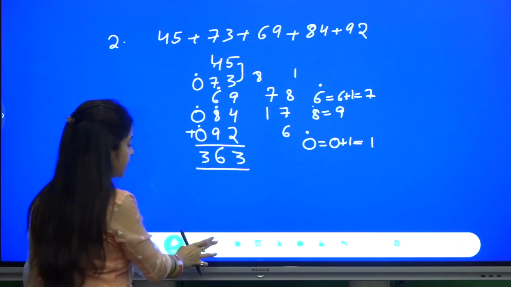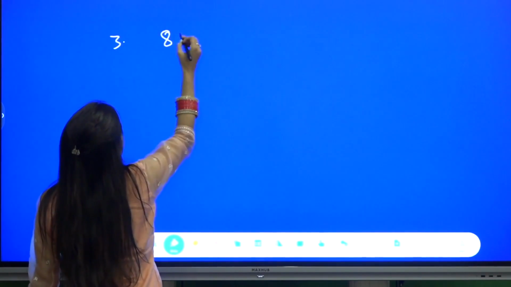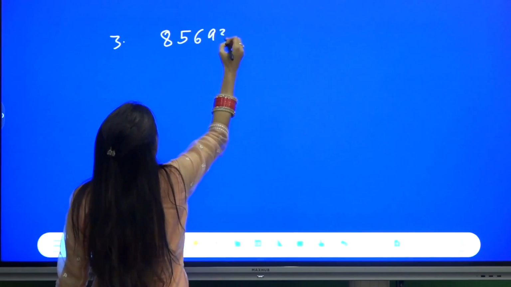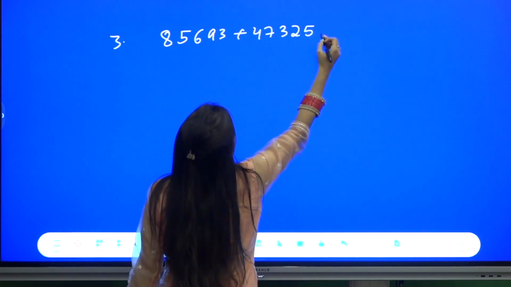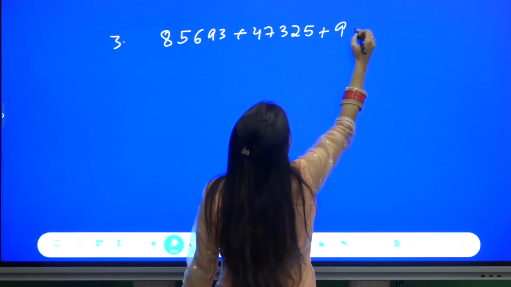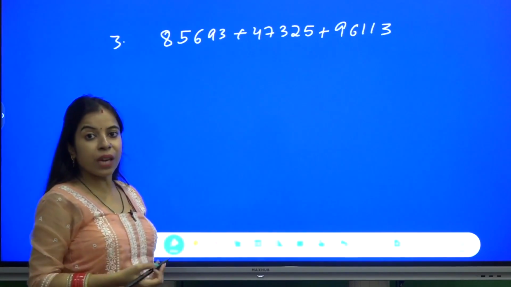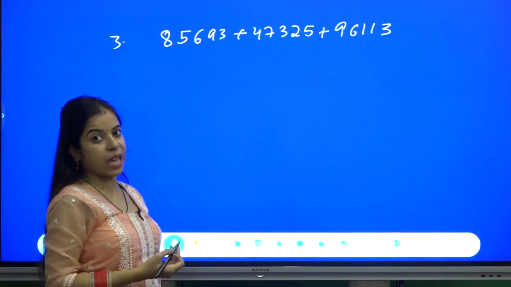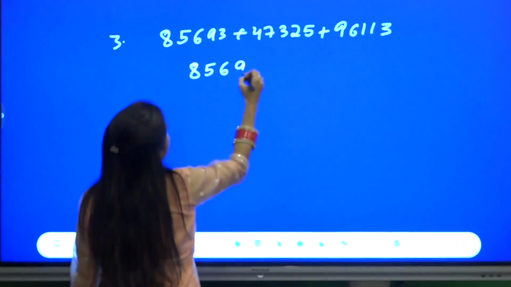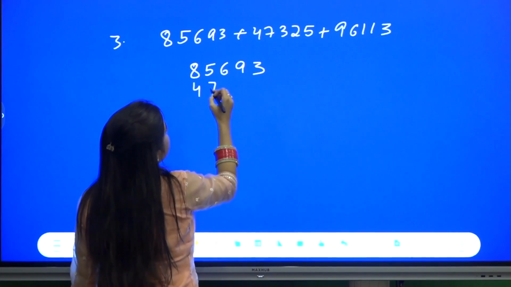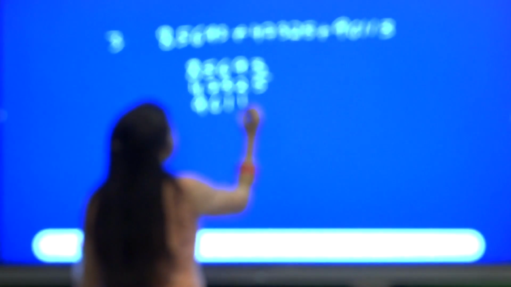Let us take another example. Say if we have to add 85693 plus 47325 plus 96113. So the first step is that we are going to write the given numbers in row form as 85693, 47325, 96113.